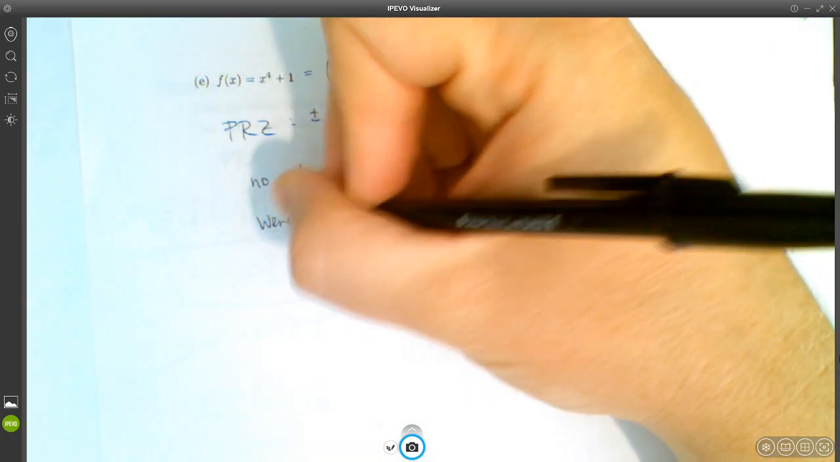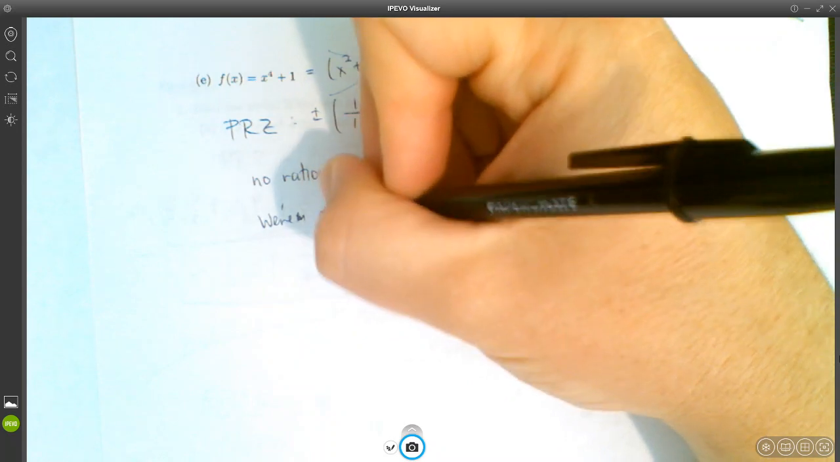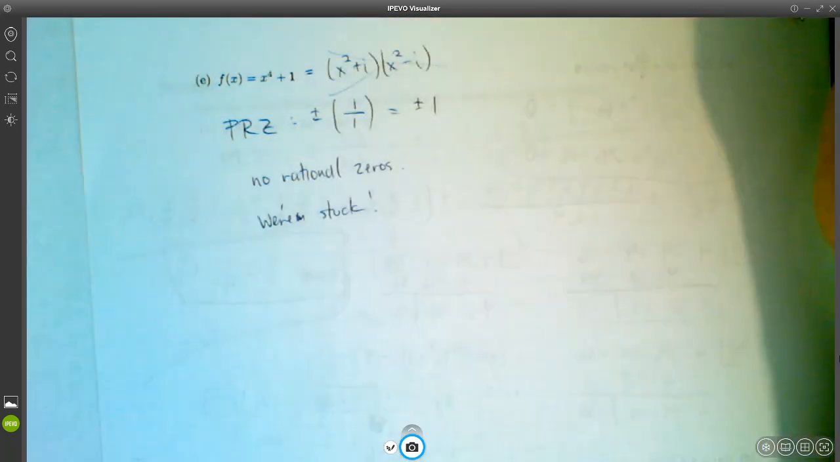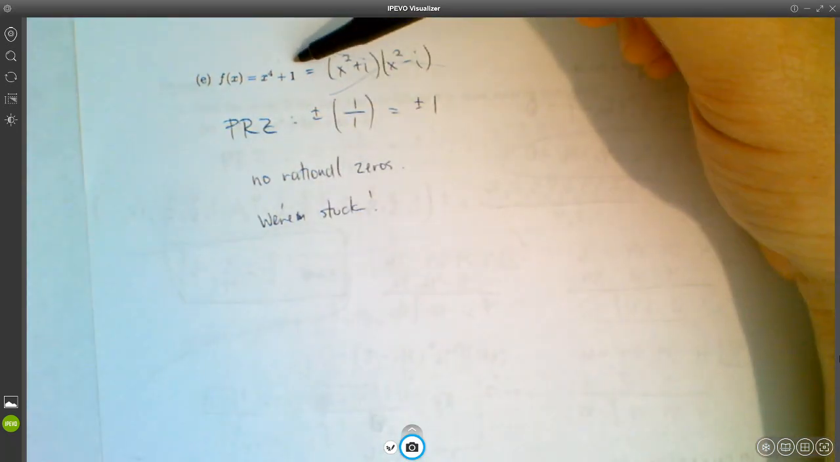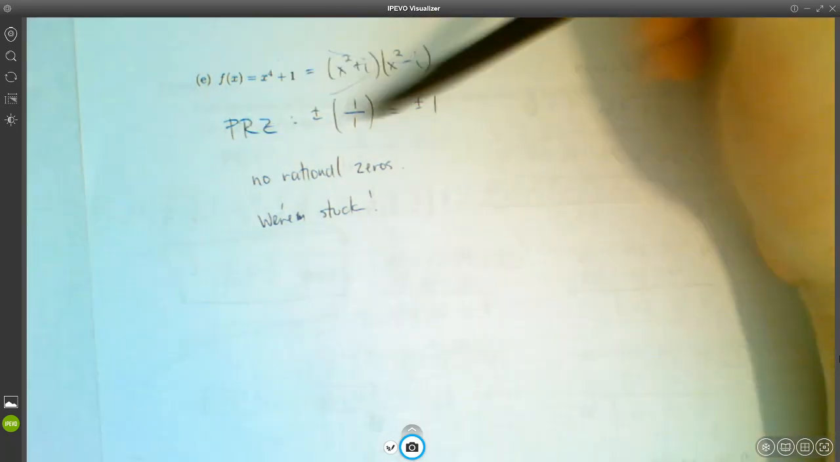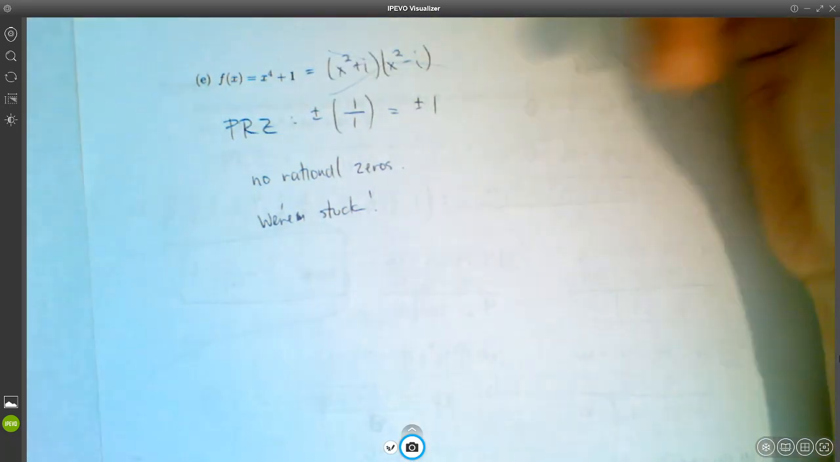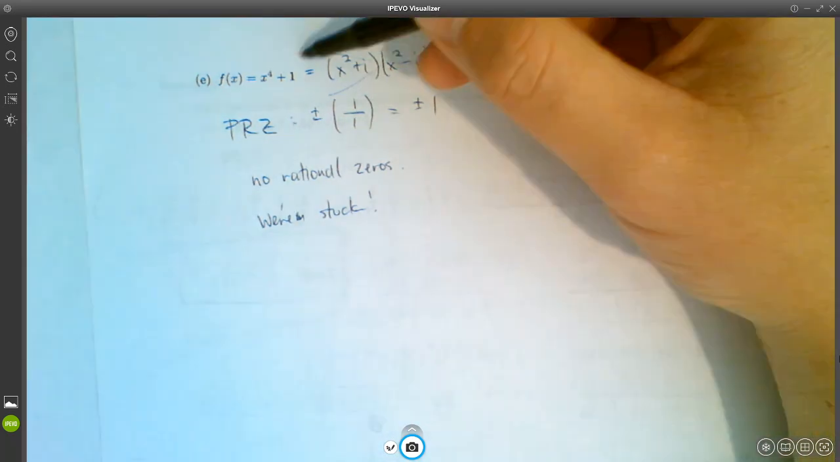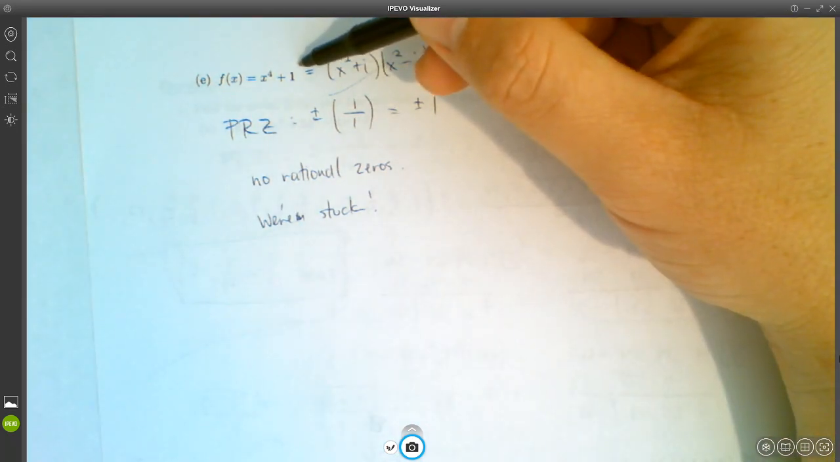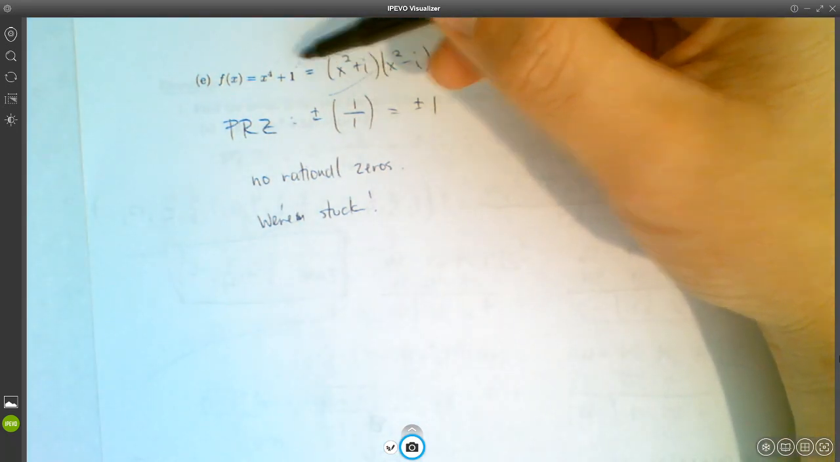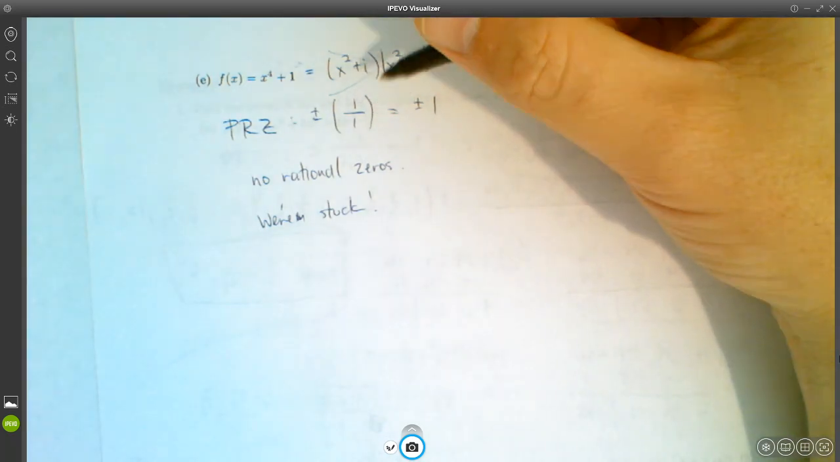So there are no rational zeros. We're stuck. It's not that this thing is unsolvable. It's just that the zeros are not rational. So the rational zeros theorem doesn't help us find the zeros of this particular polynomial. We will come back to this. By the end of the chapter, you'll be able to solve this. But for now, we're going to have to come back to it.